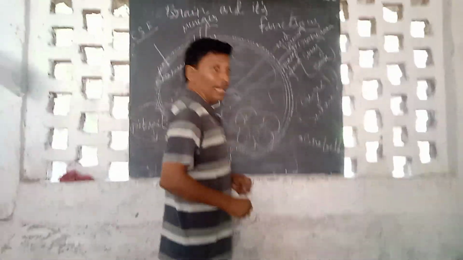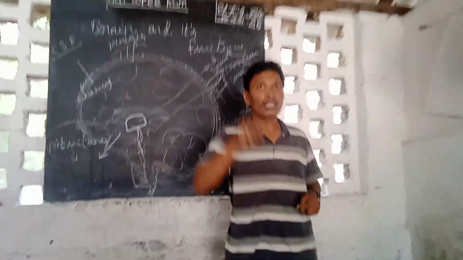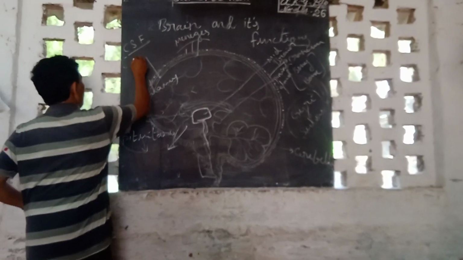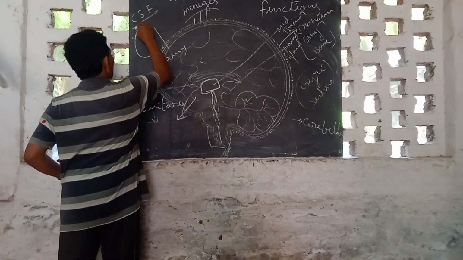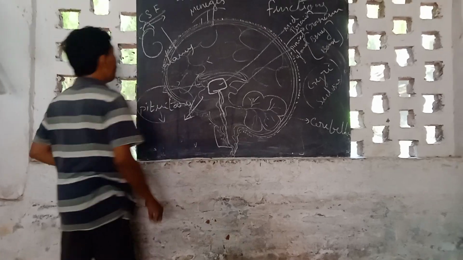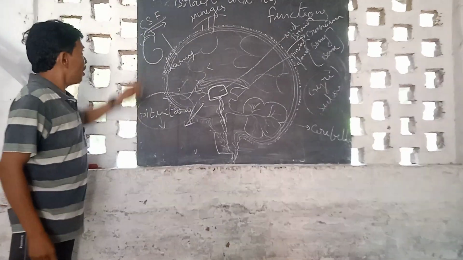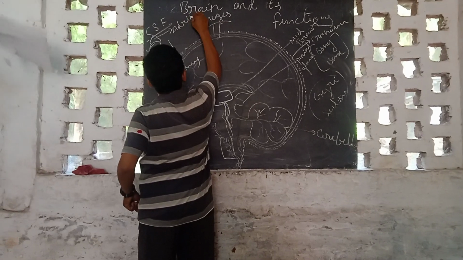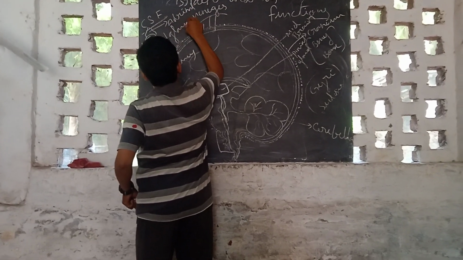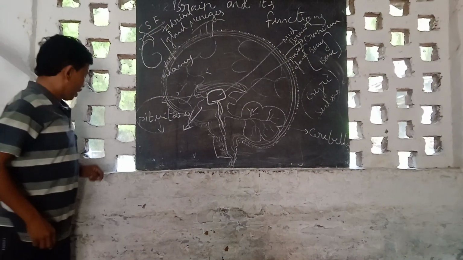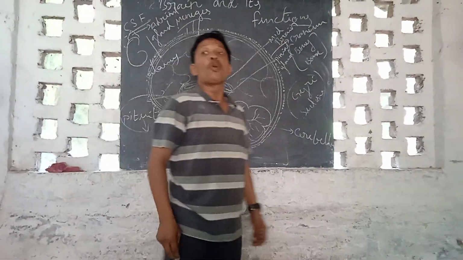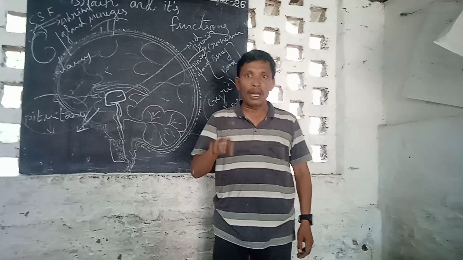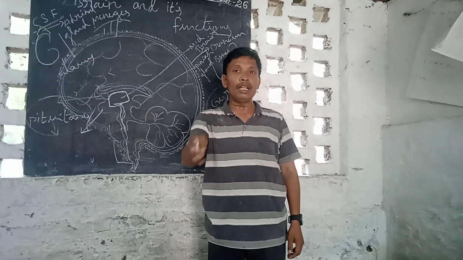For example, the adrenal gland. It is located on the surface of the kidney. Where is the adrenal gland located? On the surface of the kidney. In which shape? Cap-like structure. Right? This is the adrenal gland. What is the specialty of the adrenal gland? It maintains your emotions. It maintains your breathing. It maintains blood pressure. It maintains heartbeat rate. It maintains body temperature also.